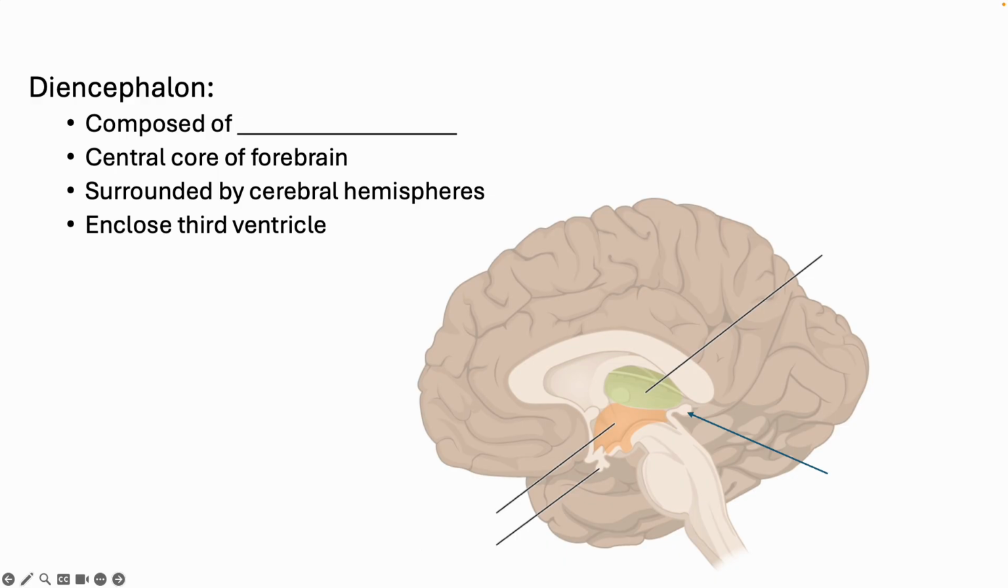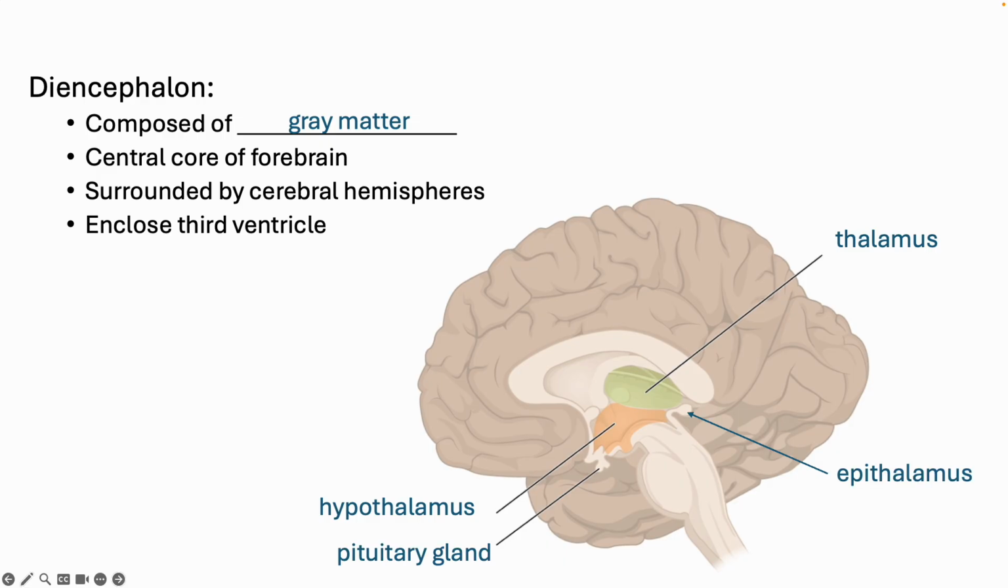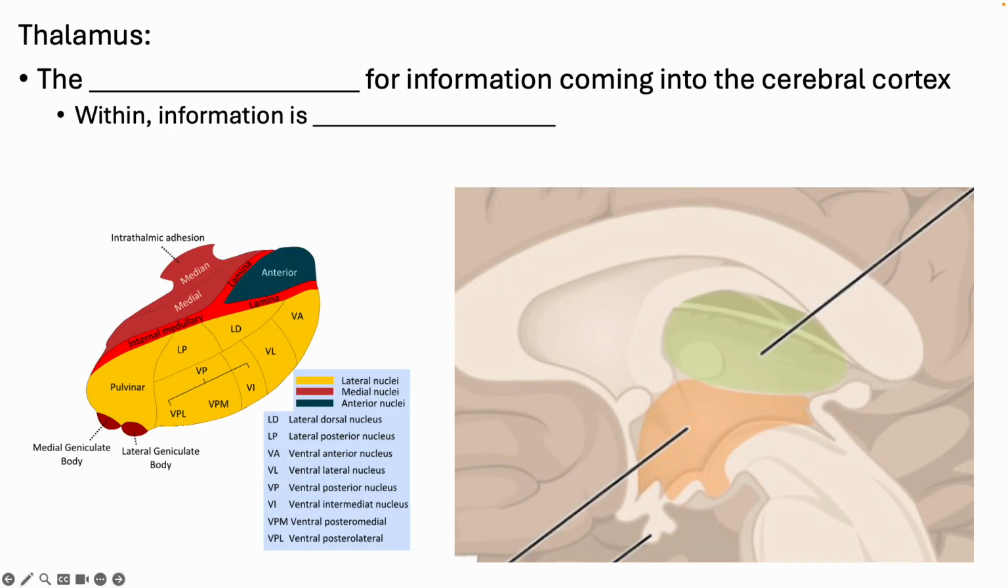Diencephalon is going to be found deep to the cerebrum. It forms the central core of the forebrain. It's composed of gray matter, and it's responsible for enclosing the third ventricle. Structures that make up the diencephalon include the thalamus, the hypothalamus, the epithalamus, and the pituitary gland.